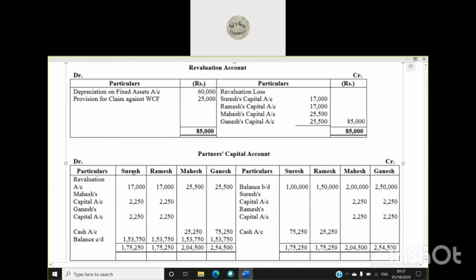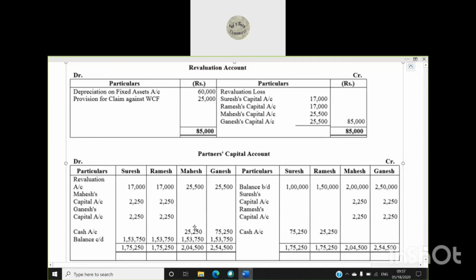Like we have the total of the Suresh account now, and it is coming to 1,75,250 and the capital here is 1 lakh. So this 75,250 more amount will be written here in the credit side. Again we will be doing the total and then 25,250 will be written in the column of Ramesh. But here in the column of Mahesh, credit side is more and debit side is less. So they are adding 25,250 in the debit side.